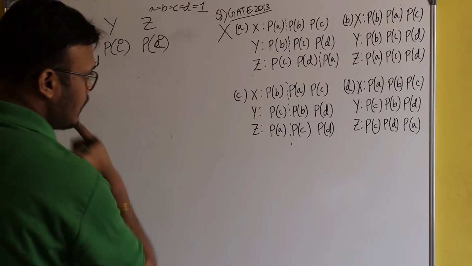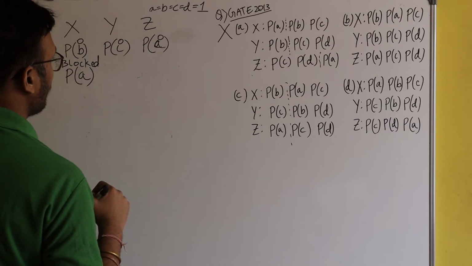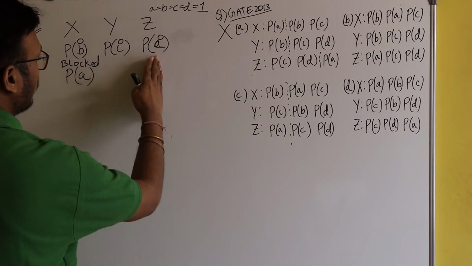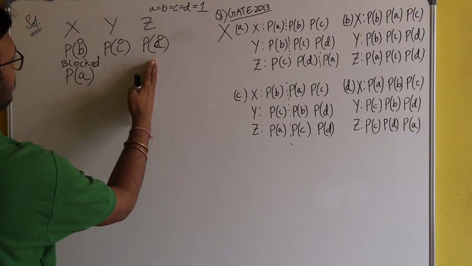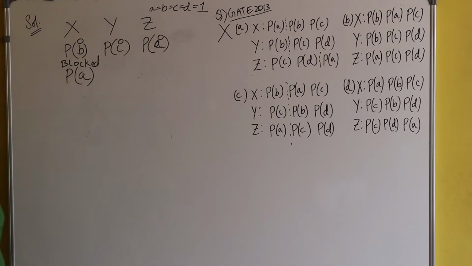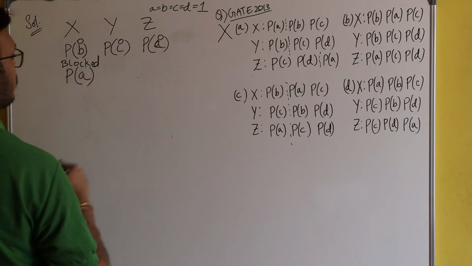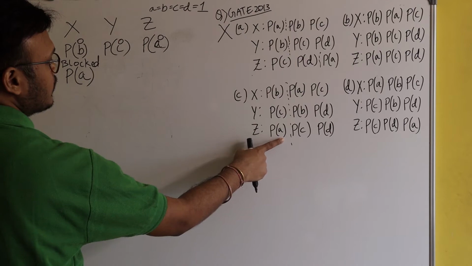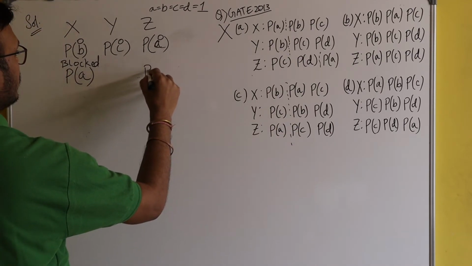Now suppose the CPU is given to process Z, rather than process Y, because context switching can happen in any order. So suppose the CPU is given to process Z rather than process Y. What will happen? Since process Z has executed this code, process Z will start from here. So process Z will apply P operation on C.